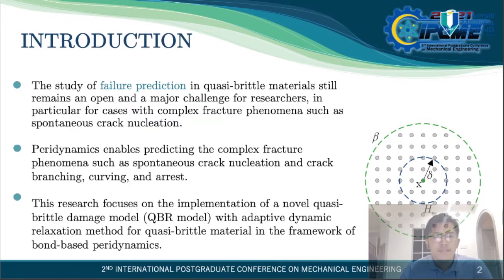But since this method is based on partial differential equations, or PDE, the spatial derivatives required by PDE do not exist at crack tips or along crack surfaces. So, simply put, this mathematical formulation will break down when a crack appears in a body. So this is where the peridynamics method comes in.